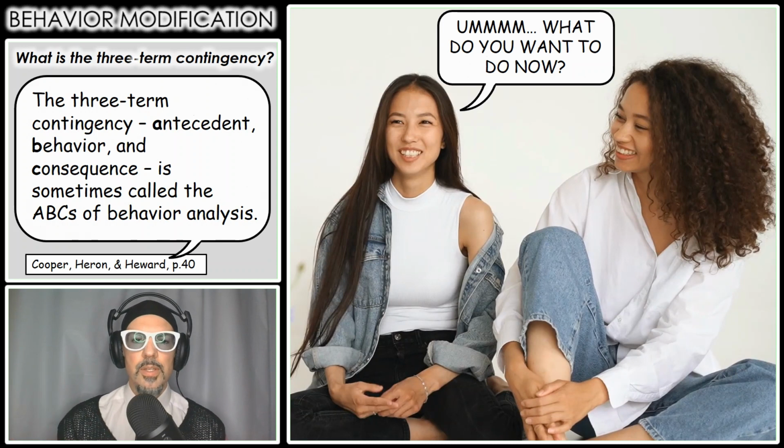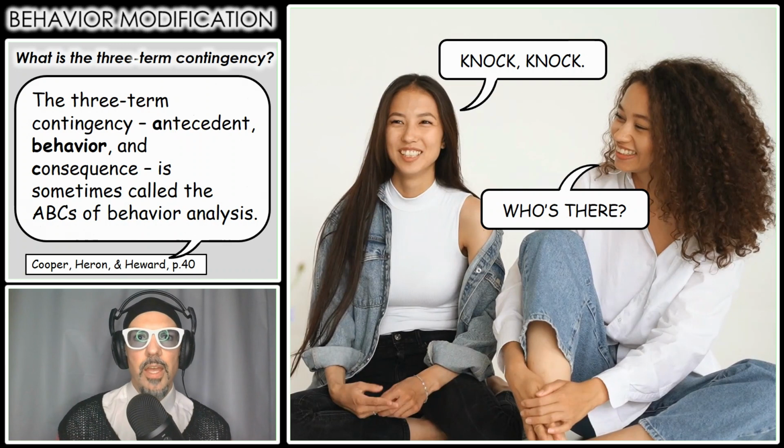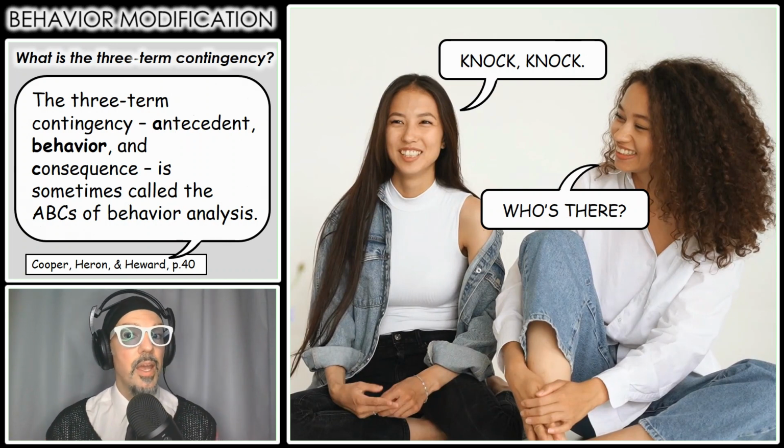So this joke teller, instead of saying, hey, you know what, let me tell you another one, now she's like, what do you want to do now? So again, we can analyze this in terms of the three-term contingency, that antecedent behavior consequence, ABC of behavior analysis. And once again, we start with the behavior.